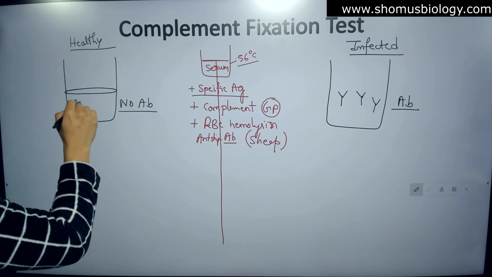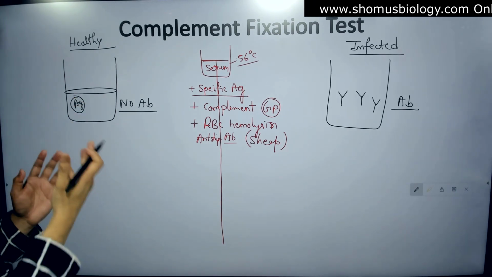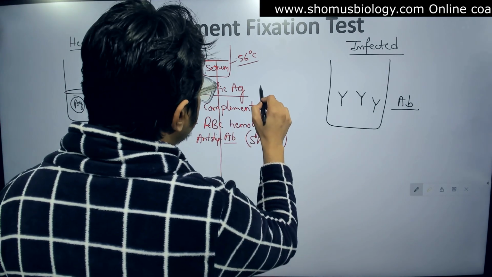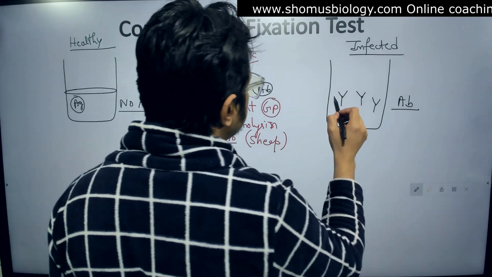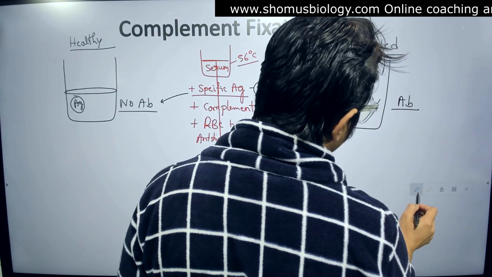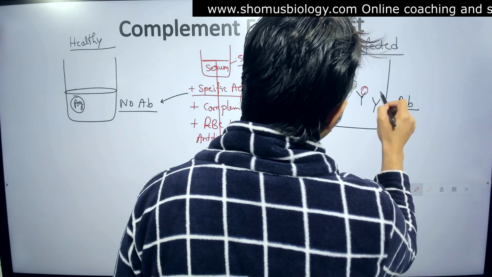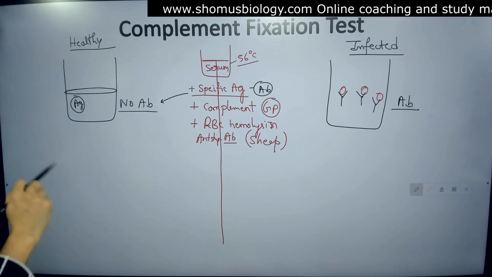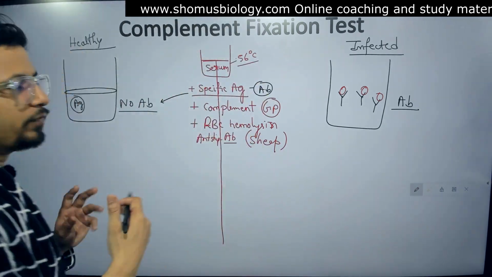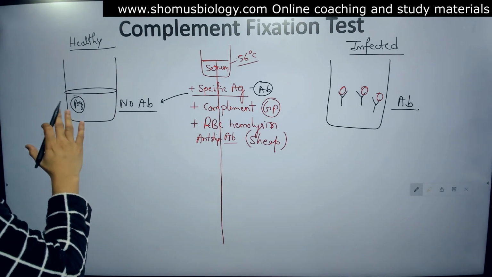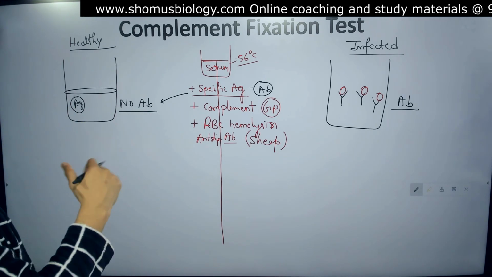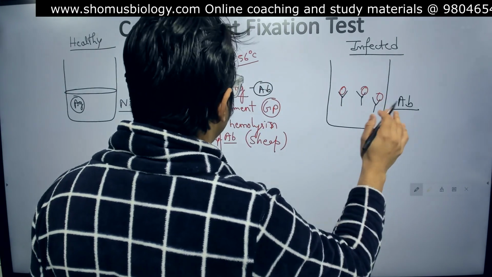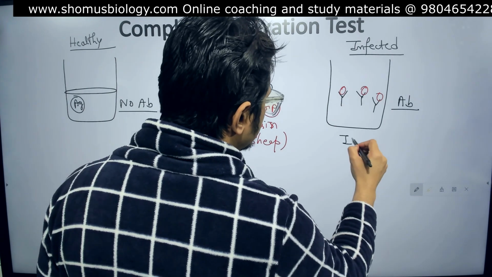So we add antigen. Here the antigen has nothing to bind with because there is no antibody. This antigen is specific to this antibody, right? Only if there is antibody will there be binding. Like in this case, the antigen-antibody interaction will occur, while here there is no interaction. So we allow them to form immune complex. In this tube, no immune complex is formed because there was no antibody. Here there was antibody, so immune complex has formed.